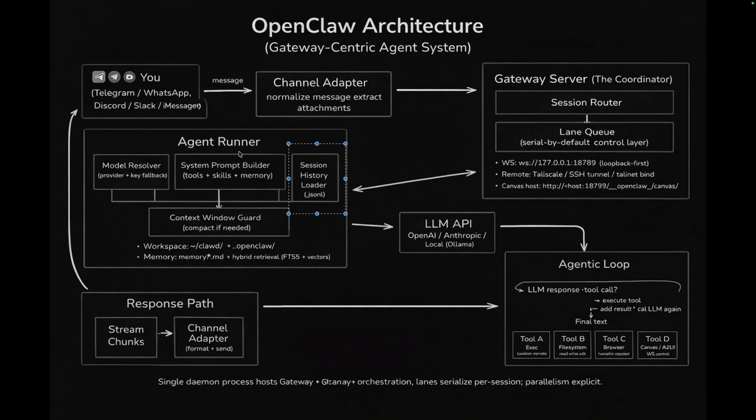Okay, so again, we come back to the agent runner. We have discussed the model resolver, its purpose, the system prompt builder, its purpose, and the session history loader. Now, basically, the LLM context will be created from these combined. This context eventually passes to the context window guard. What the context window guard does is, if there is enough space in the context window, everything proceeds normally. But if the context is close to full, the session is compacted, usually by summarizing, or the system fails gracefully instead of crashing.